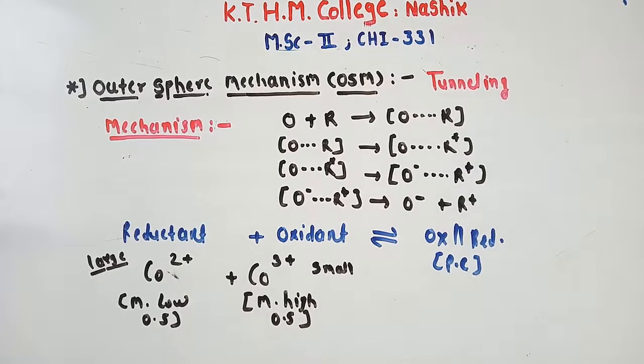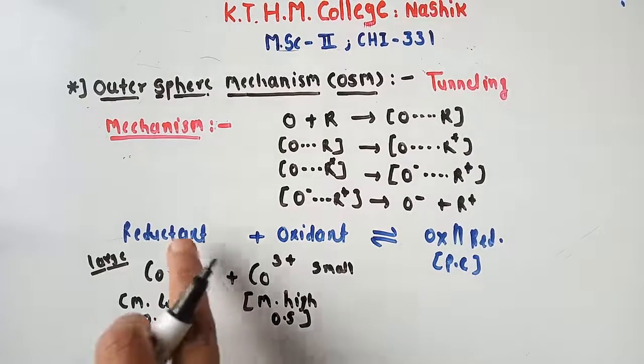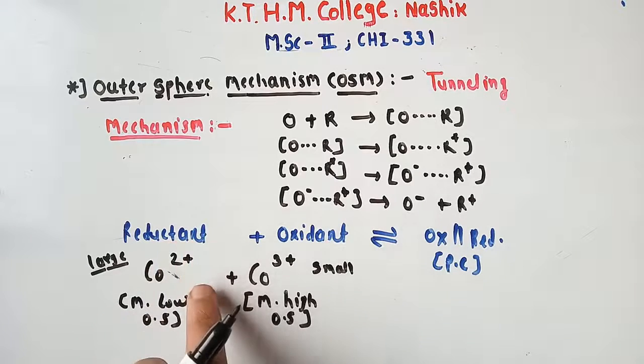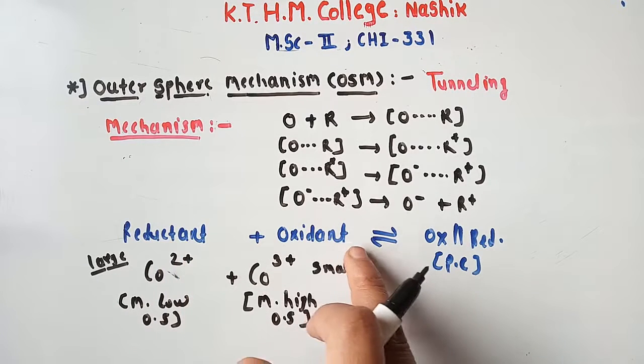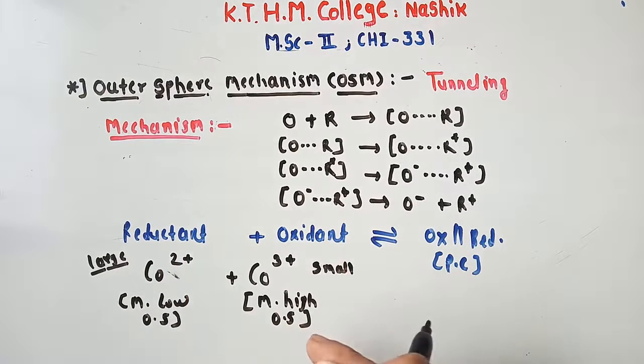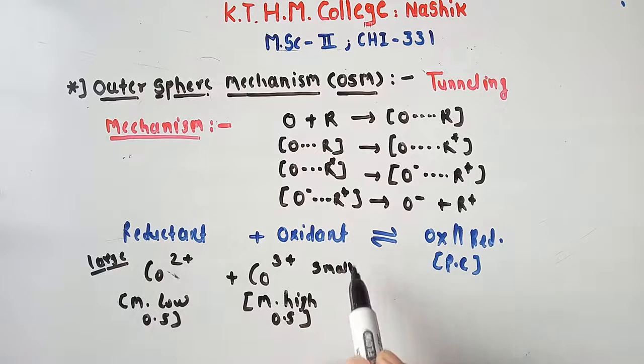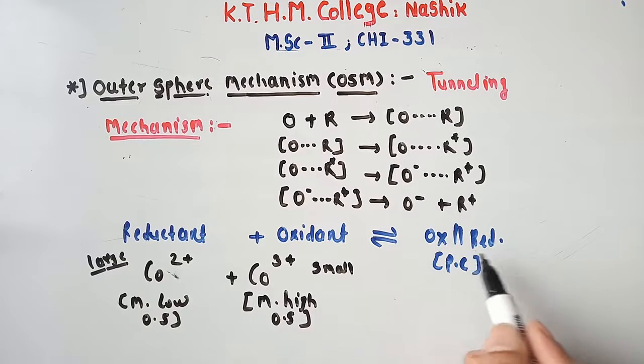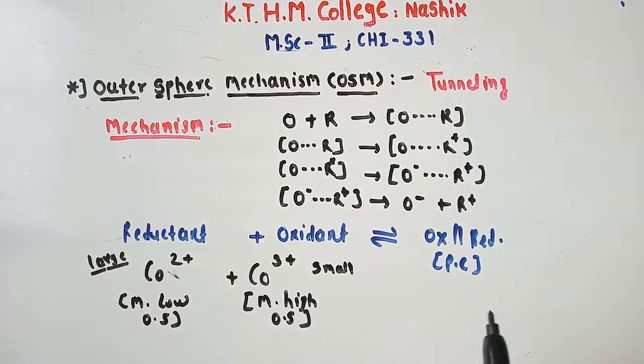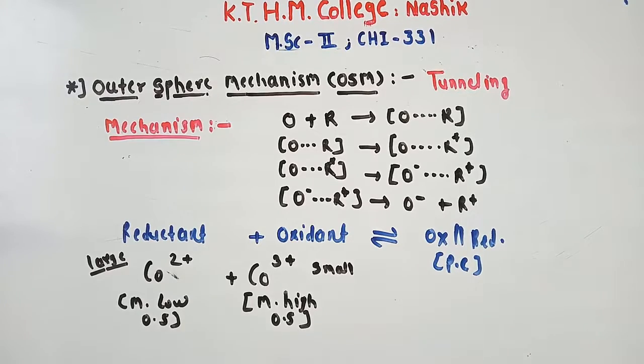Okay, so let's see what happened. I again repeat, this is reductant which is rich in electrons, having lower oxidation state, while this is oxidant having higher oxidation state. So obviously reductant is large in size, while oxidant is small in size, which gives oxidant reductant as a precursor complex. I again repeat, there is no breaking and no making of bond in outer sphere mechanism.